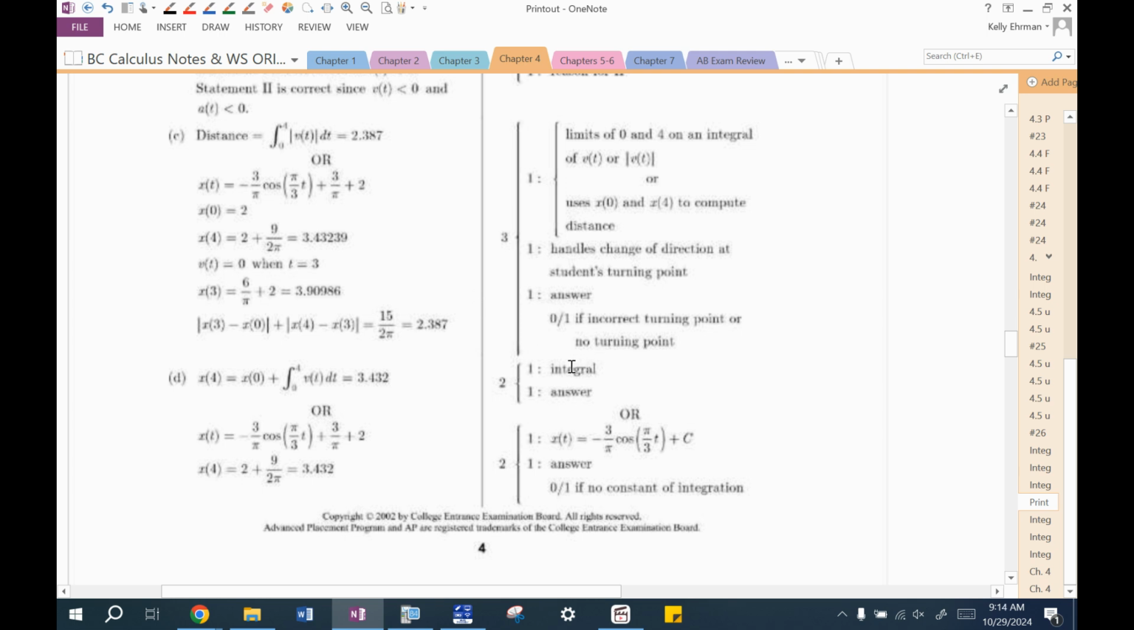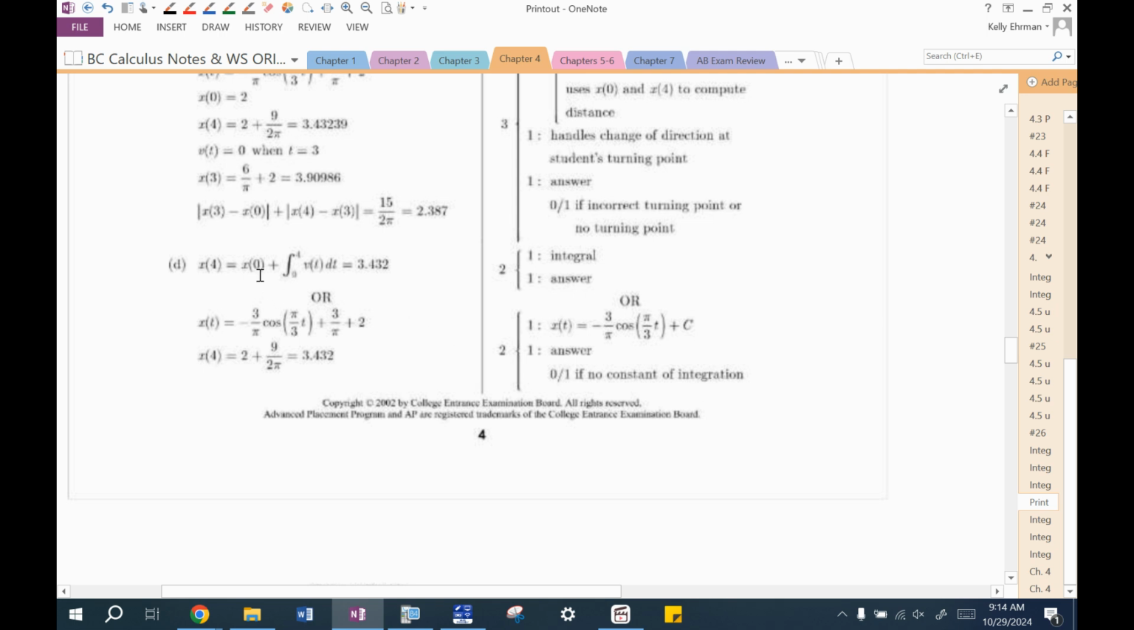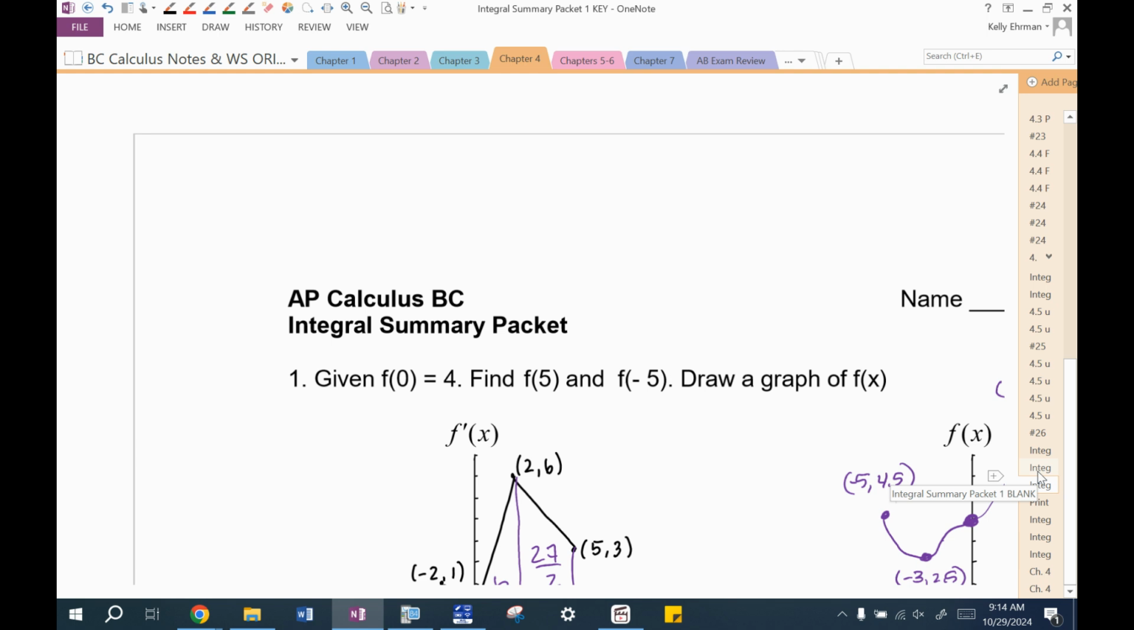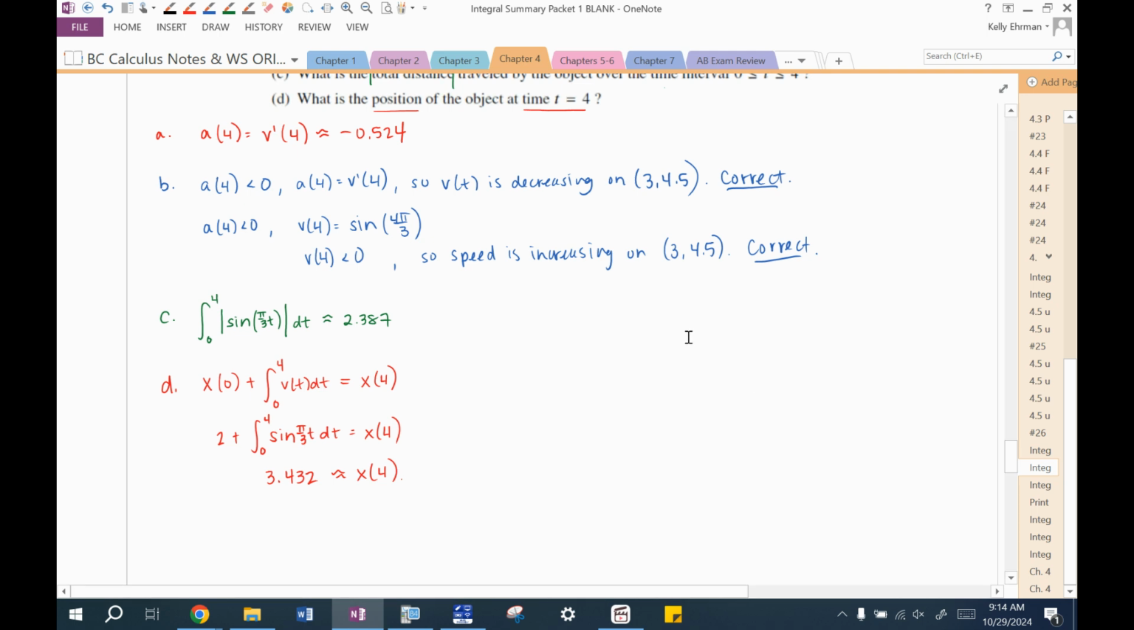2.387. For number 2, or for part D, I mean, you get a point for the integral and a point for the answer, right? Or you could get 2 points for, again, doing it the long way. Find x of t and then figure out your constant of integration and go from there. So use the calculator wisely. They're not going to penalize you for not using the calculator, but you definitely run the risk of making a mistake if you try finding antiderivatives when the calculator can do it for you.